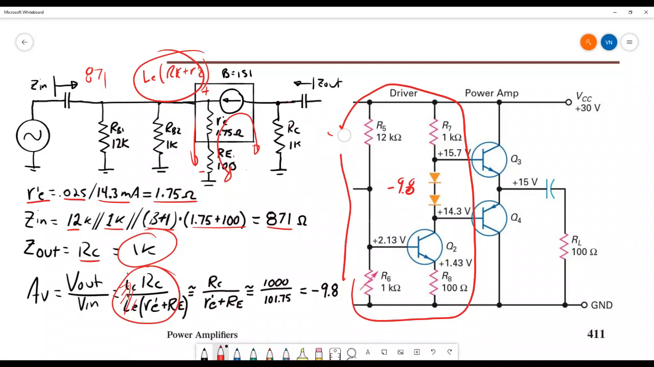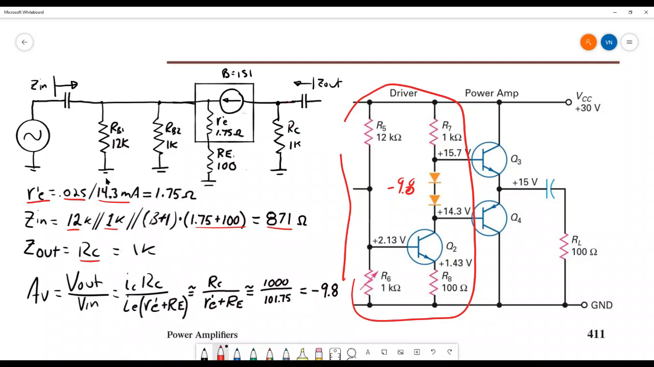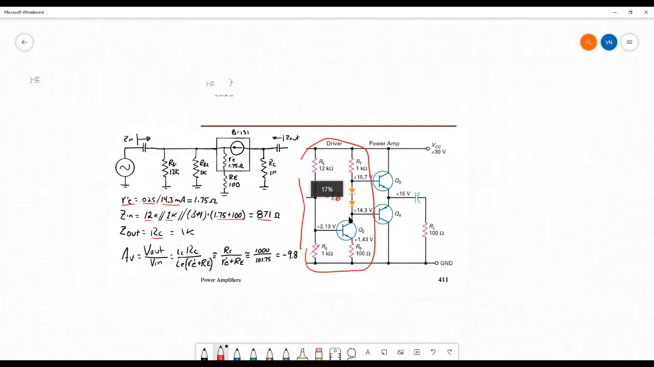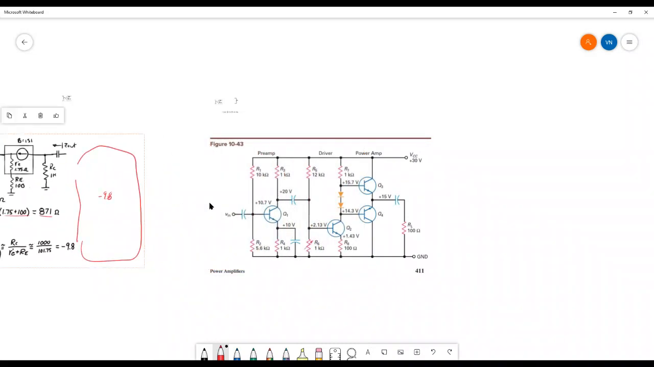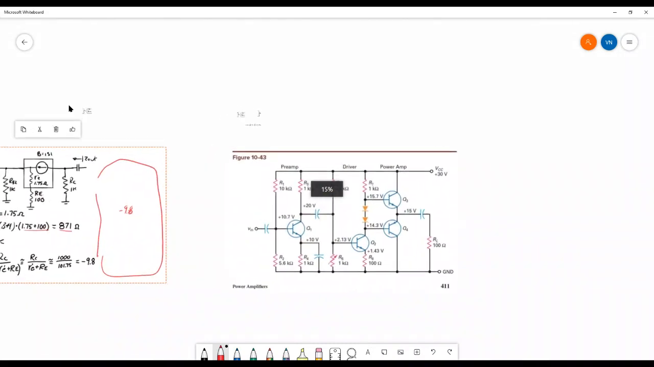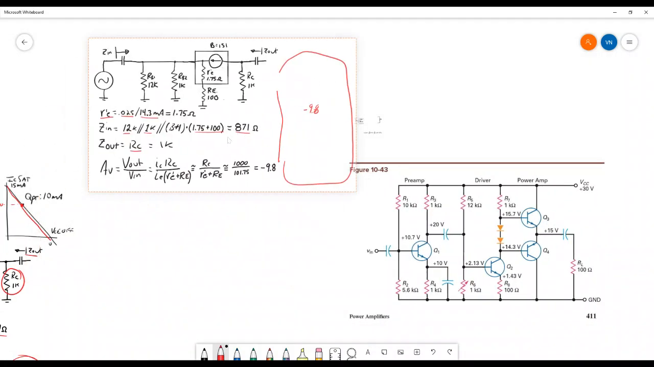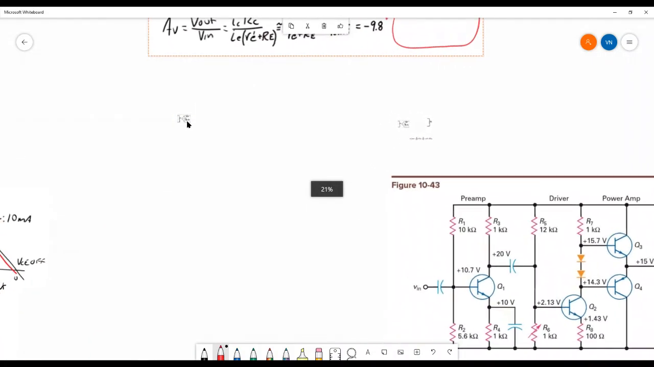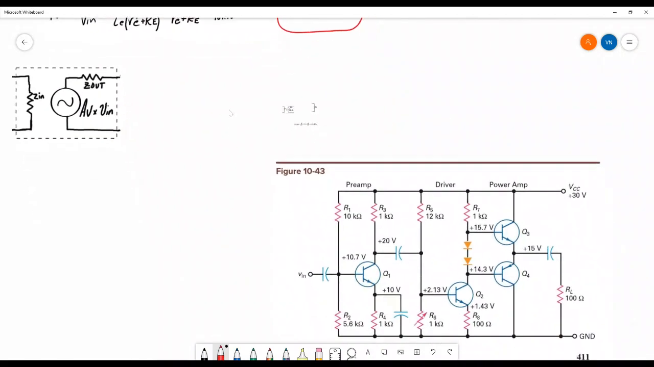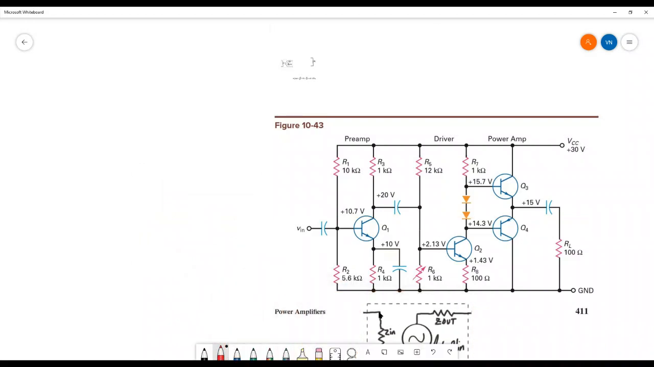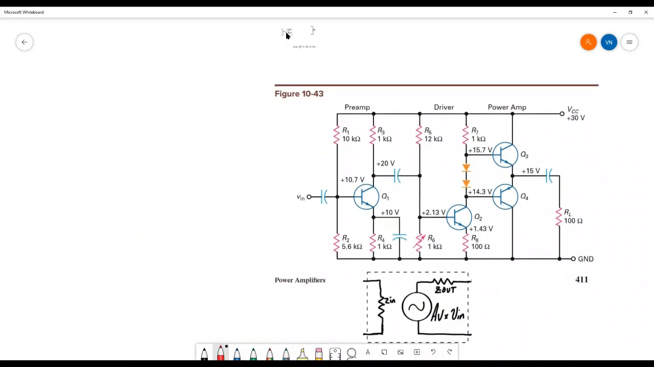So let's clear some of that off. Let's make this a little bit bigger. Okay, so let's drag these guys in.